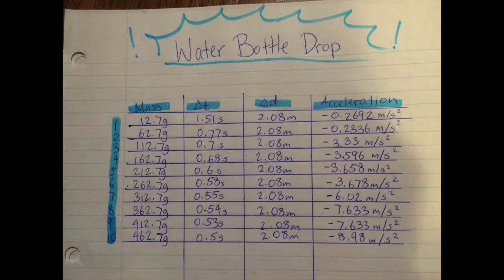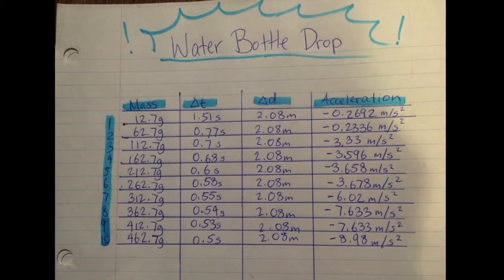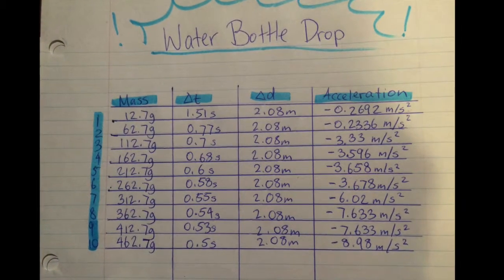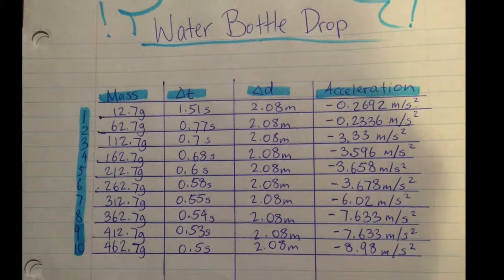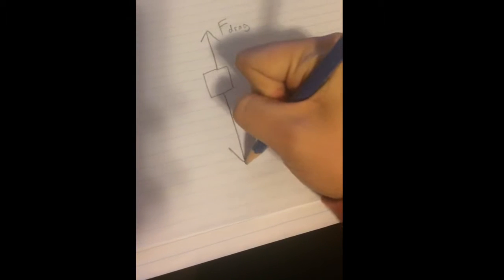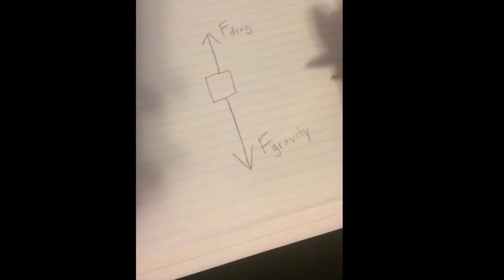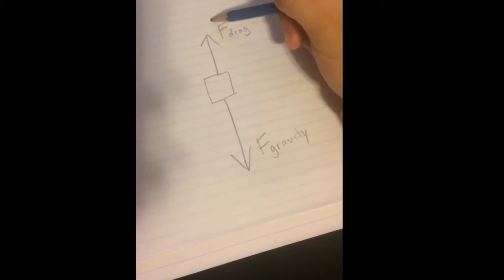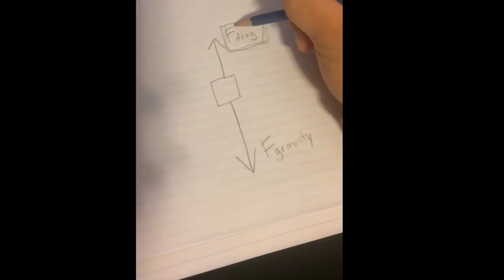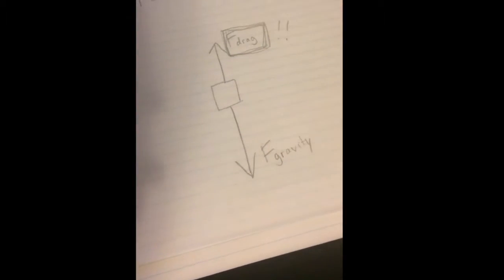Seeing the information we had, we were able to figure out what we needed to do next in order to answer the question, how different masses affect the drag force. If you draw a force diagram, you can see that there are only two forces acting on the bottle in the air, the force of gravity and the drag force. Therefore, all we need to find is the drag force and compare it to the mass.